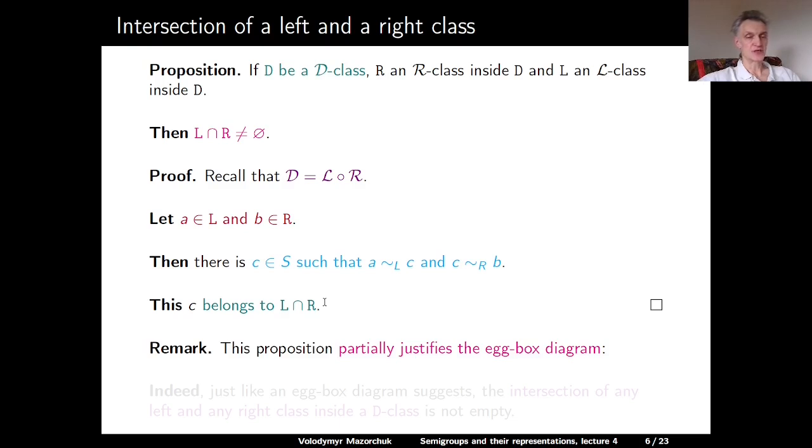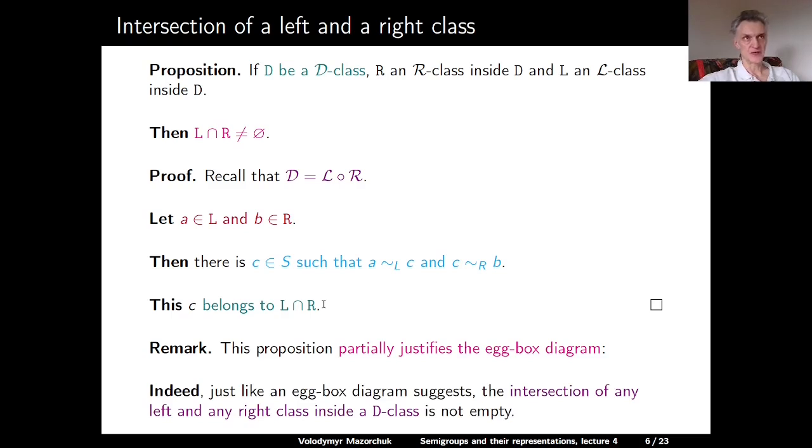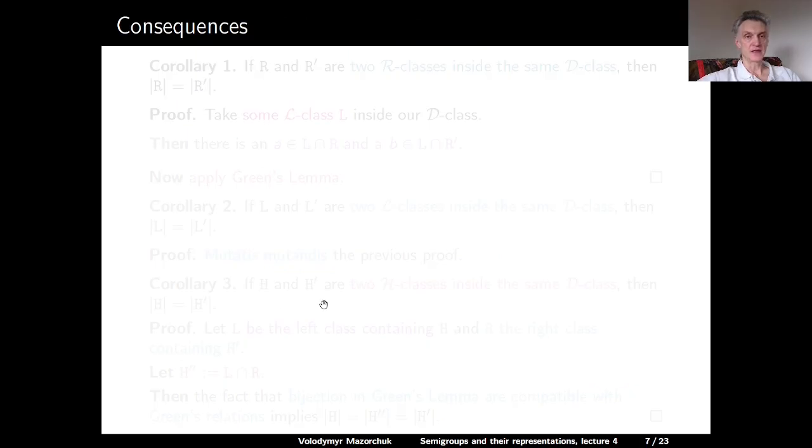Note that this proposition partially justifies the egg-box diagram which we described in the previous lecture. So indeed, if we draw the egg box diagram, then each row in the egg box and each column in the egg box intersect. They have a non-trivial intersection. And we can view our proposition here as a justification for this picture. Now we can list some consequences.